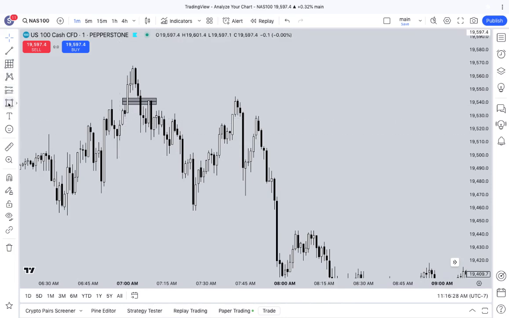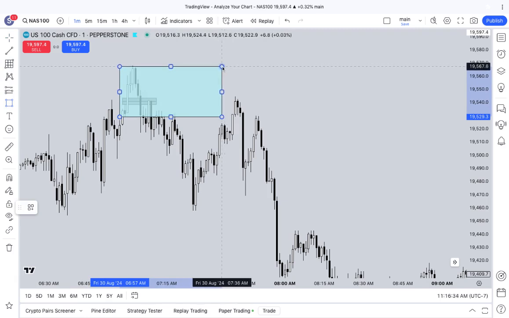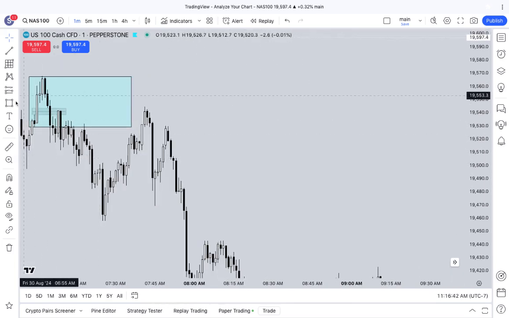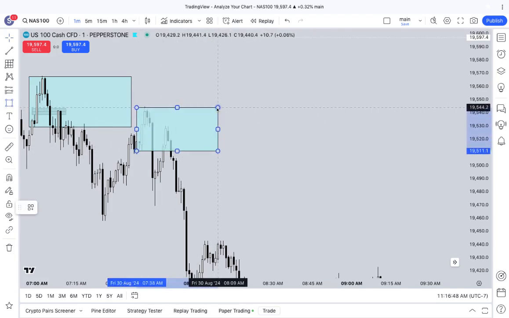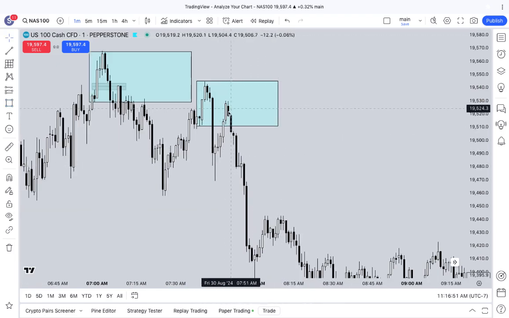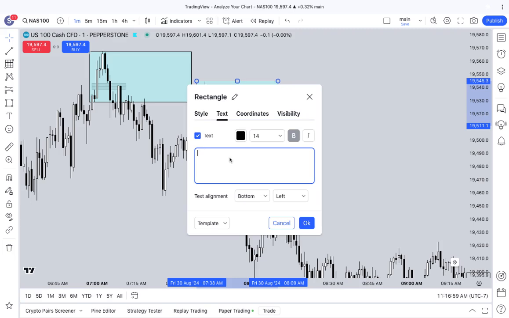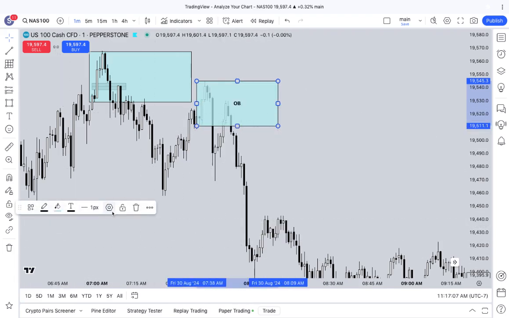So if we mark an order block right here, we can see that it did end up getting hit right here and price dropped to these lows right here. Same thing right here, from the low to the high. Price came up into this order block, went back down.